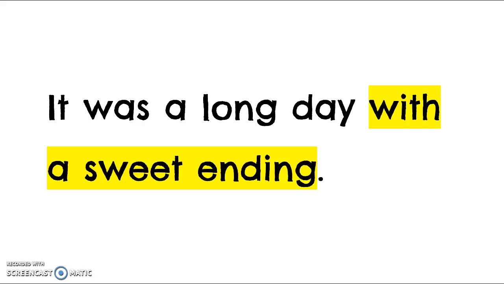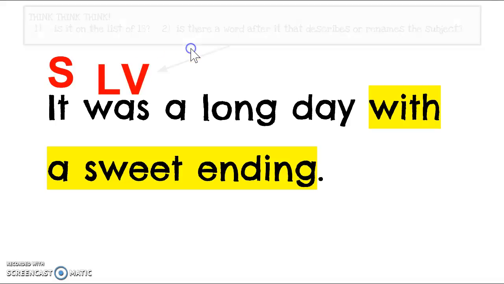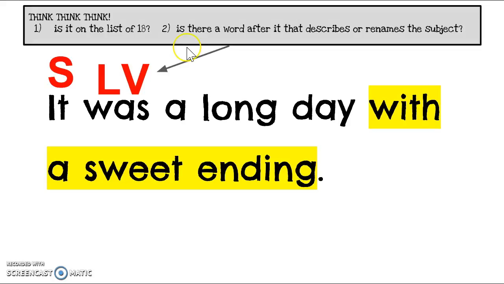Find a sentence that says, it was a long day with a sweet ending. You're going to highlight your prepositional phrase with a sweet ending. Look for your subject, it. Find your verb, was, and again, I have to stop and think, is it action or linking? I've determined that it is a linking verb because it's on my list of 18, and it has a word after it that goes back and either describes or renames it.